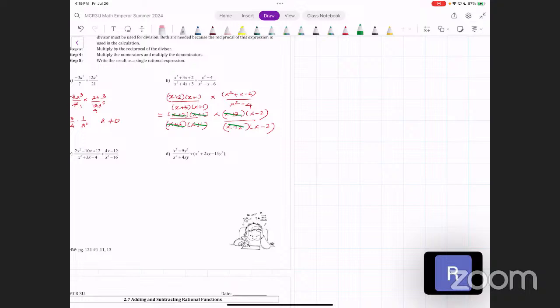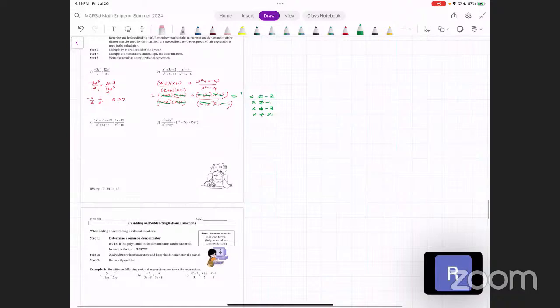Whoo! Final answer is 1. But so many restrictions apply, isn't it? So what are the restrictions? X cannot be minus 2, x cannot be minus 1, x cannot be minus 3, x cannot be positive 2. So with all the restrictions applied, your final number became a beautiful 1.